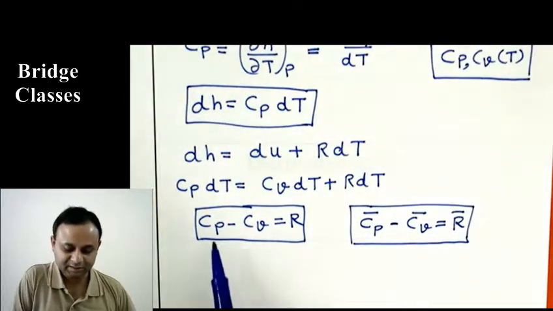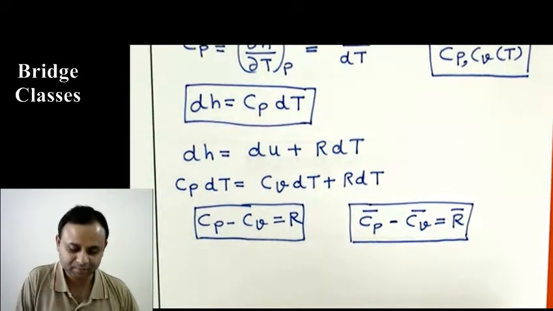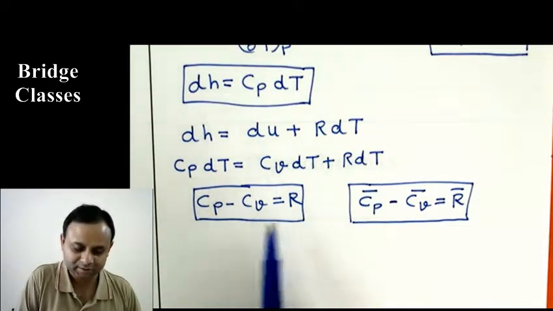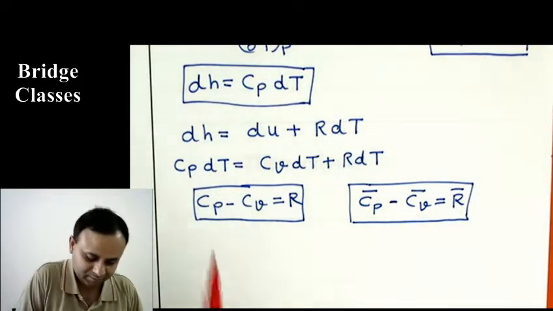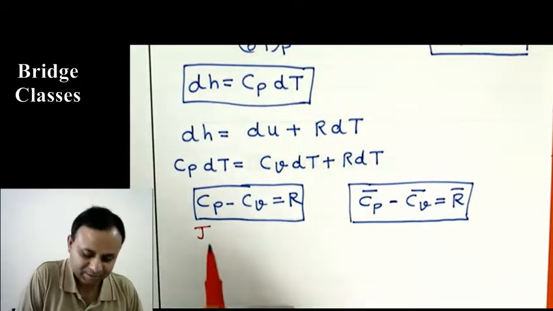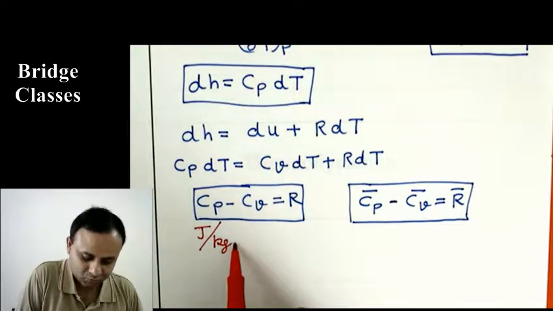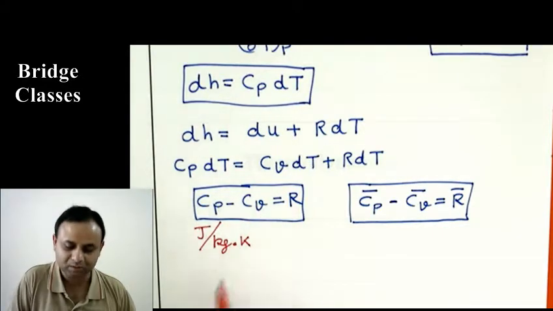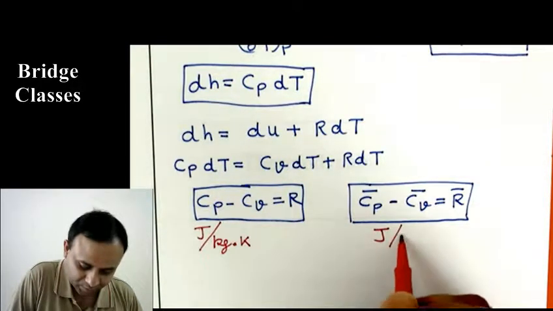Okay, this is on per unit mass basis, and this is on per unit mole basis. So what are the units of Cp, Cv and R? They have to be same units. You see, the definition of Cp was amount of heat addition, so that will be joule or kilojoule, per unit mass, per kilogram, per unit rise in temperature, so joule per kilogram Kelvin. So here units of everything is joule per kilogram Kelvin, whereas in this case unit of everything is joule per mole Kelvin.